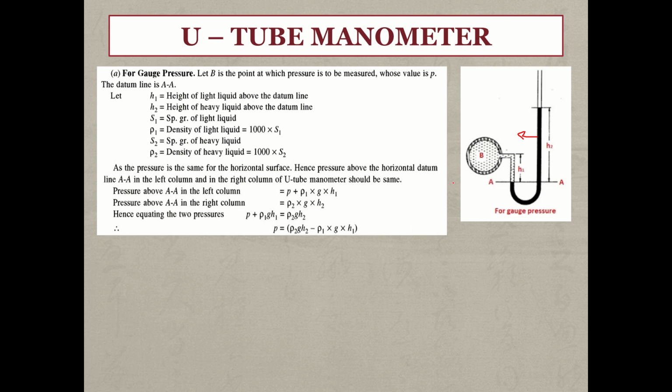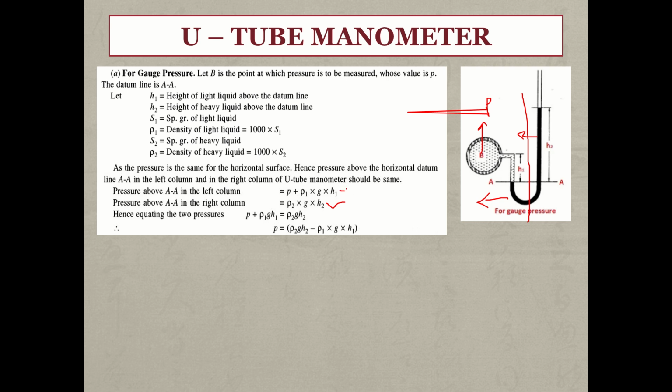Left side pressure, that is pressure above AA, the reference line, on the left side, means just observe only the left side, this side. You can see here there is only H1 rise in the left column, and you have pressure which is acting at B. So pressure acting at B is P, so P plus, because of this H1 there is a pressure rise, it becomes rho 1 G H1, so it's P plus rho 1 G H1. Similarly, on the right hand side, directly you have H2, so the pressure created because of H2 is rho 2 G H2. Here the liquids are different, so rho 1 and rho 2 are different.